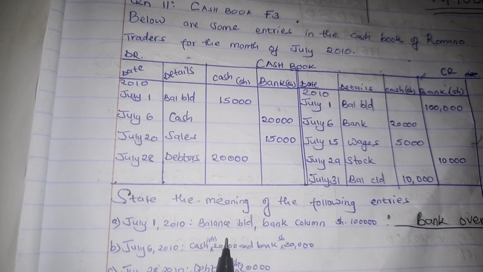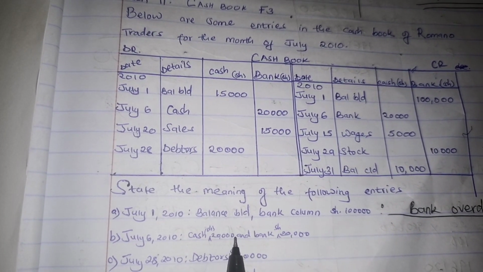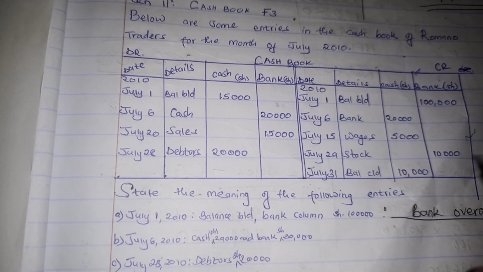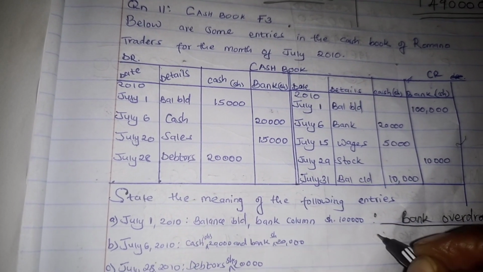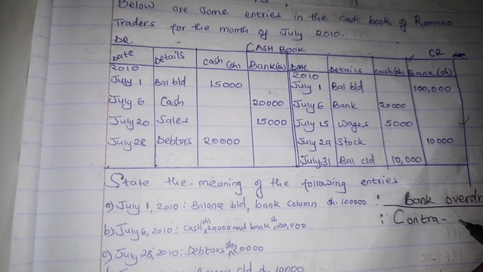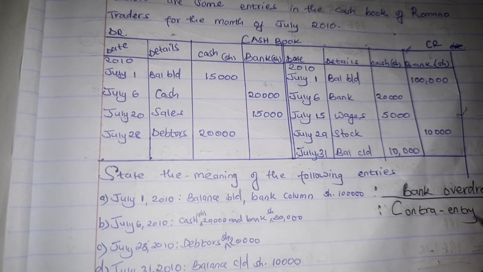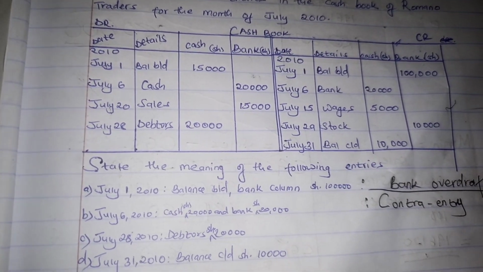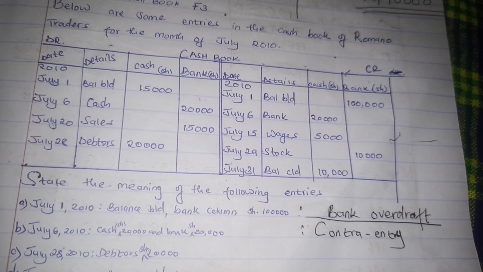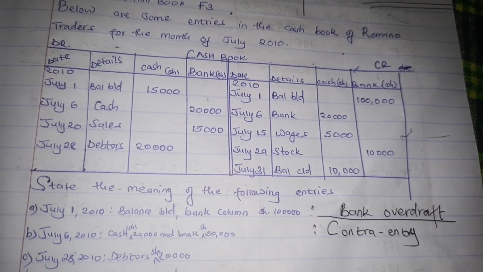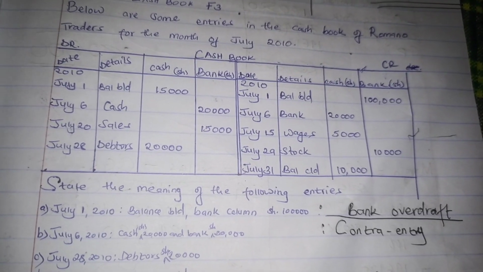Then July 6th, we have cash 20,000 and also bank 20,000. What does that mean, learners? That is simple. It means that it is a contra entry. What is a contra entry? This is an entry that affects both the debit and the credit side. The same transaction affects both the debit and the credit side of a cash book. And I've already explained that to you.